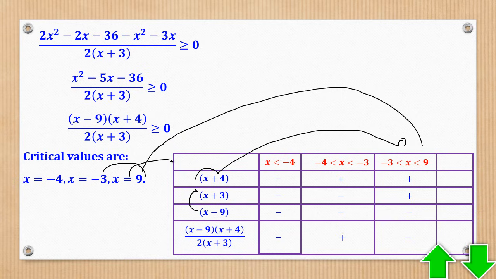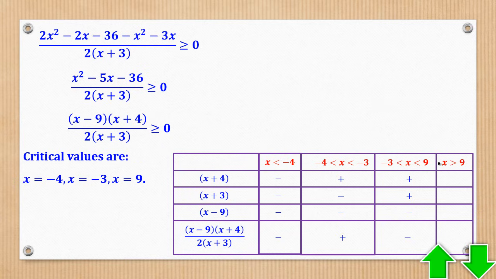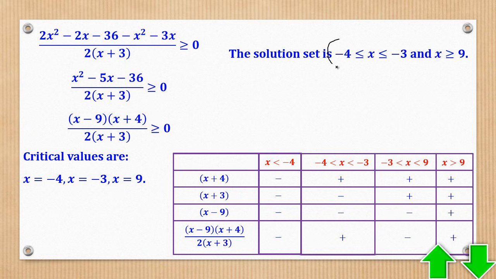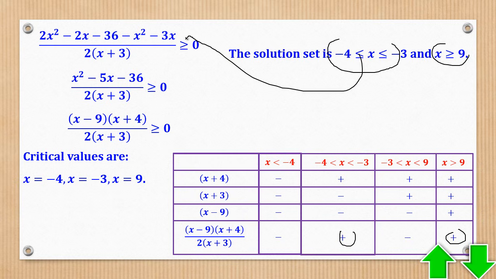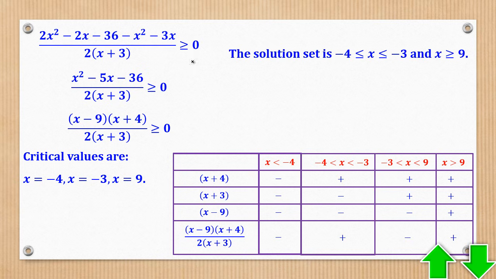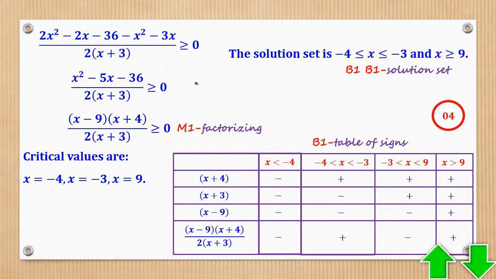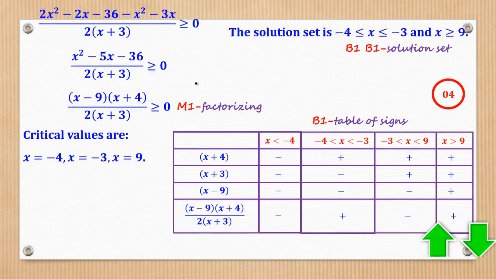Then values beyond 9 are given by that inequality. We can choose 10. So put 10 here, put 10 here, put 10 here, and the end will be positive. Therefore, the solution set will be this and this because they're the ones which are positive. Maybe you should note that we have 'or equal to' there because the question had 'or equal to'. And that's what they wanted.